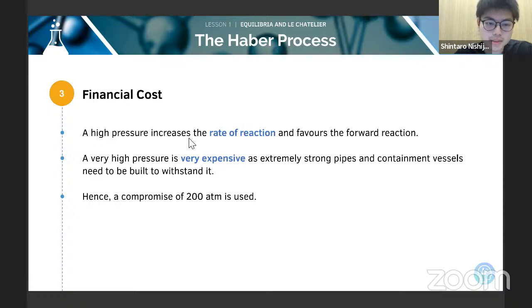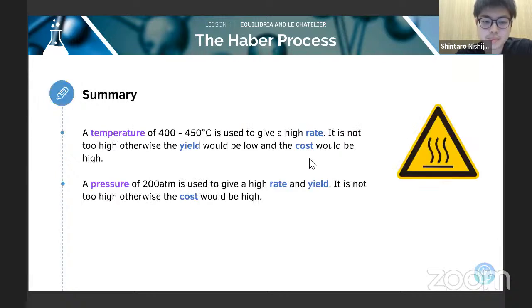And also high pressure is actually very expensive to maintain for a lot of reasons. You obviously need extremely strong pipes because under high pressure, you get a lot of damage, and even normally strong pipes would just break straight away. And hence a compromise of 200 atmospheres is used. Even that's quite high, right? So you can imagine what a very high pressure would be like. It's much larger than 200 atmospheres, which is already quite large. You can imagine how much that would cost. So that's another thing.